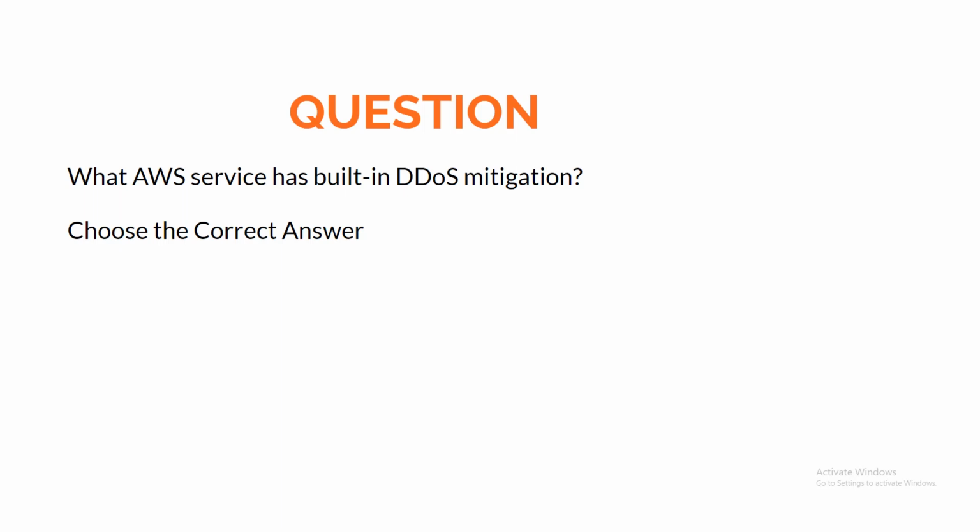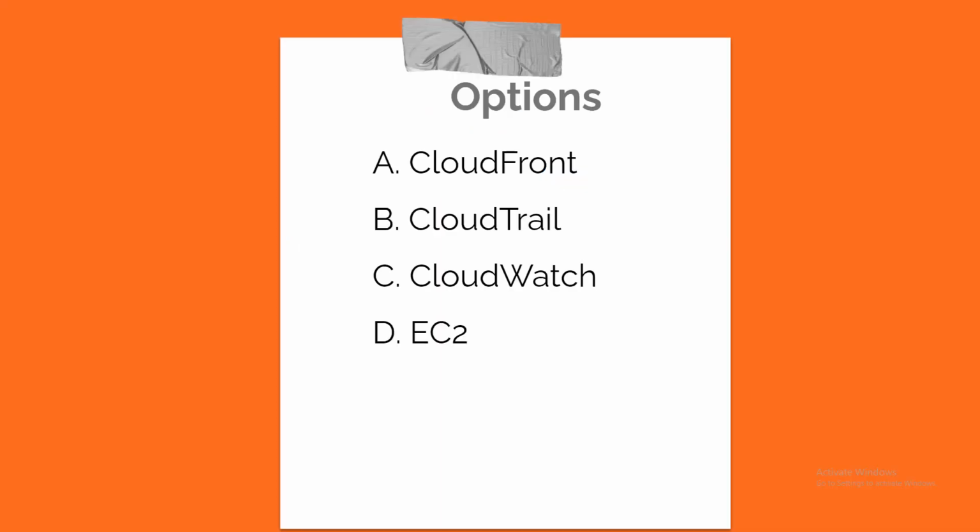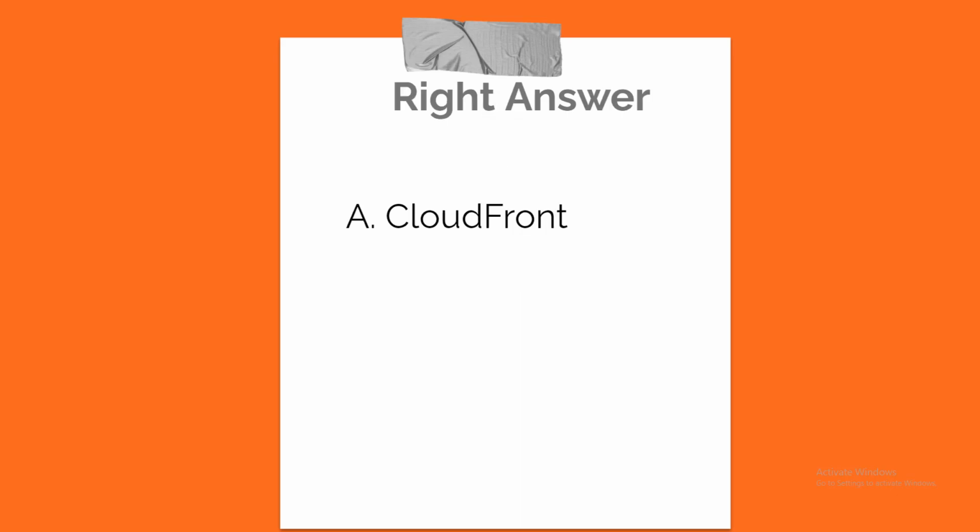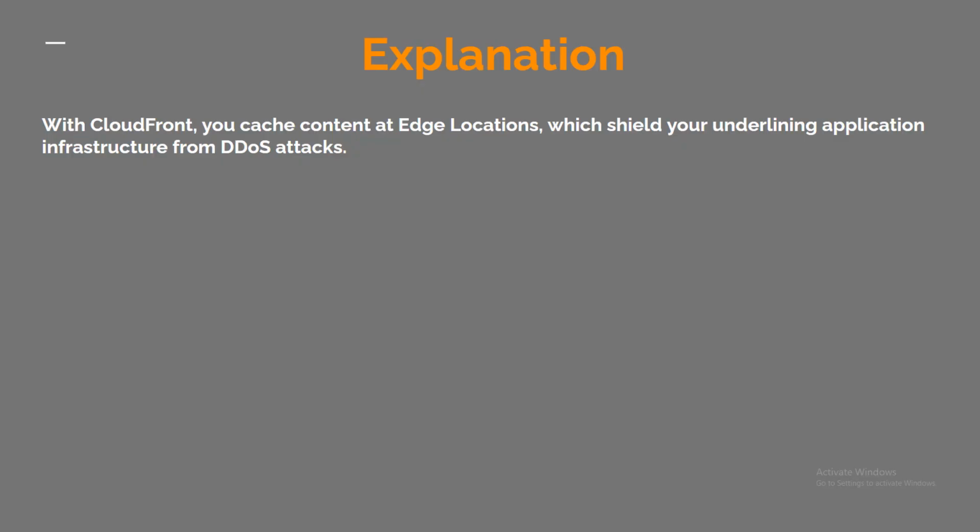Question. What AWS service has built-in DDoS mitigation? Choose the correct answer. A. CloudFront. B. CloudTrail. C. CloudWatch. D. EC2. Answer. A. CloudFront. Explanation. With CloudFront, you cache content at edge locations, which shield your underlying application infrastructure from DDoS attacks.